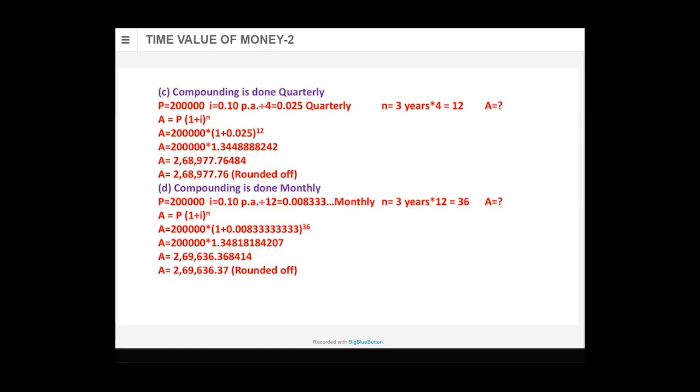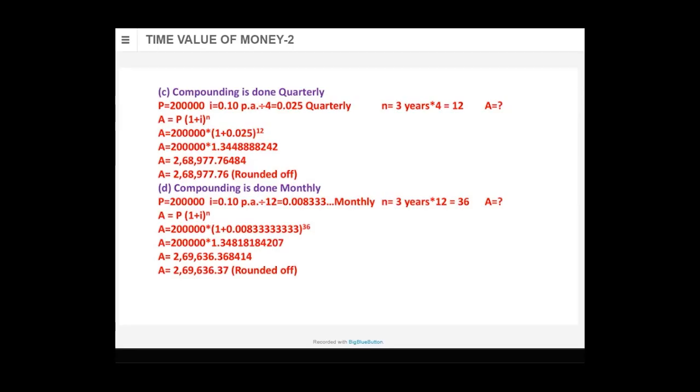So raised to 36. How to do raised to 36? Same way. Your 1 plus 0.008333333. Take on a calculator, and then you do multiply and keep pressing the equal to sign. Press equal to sign 35 times, and you'll get the answer. Finally, it is rounded up to 2,69,636.37. This answer is greater than the earlier answer. Earlier answer was 2,68,977. This is 269. That was 68. This is 69.